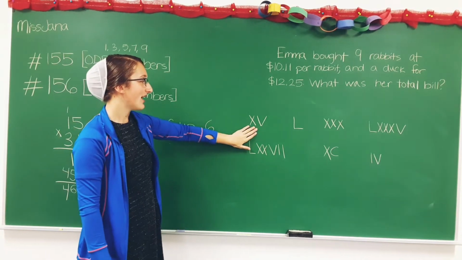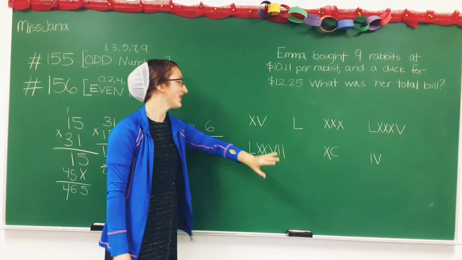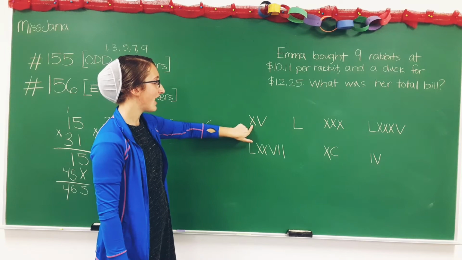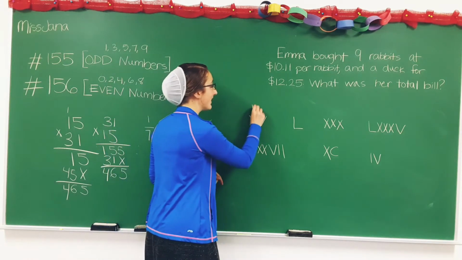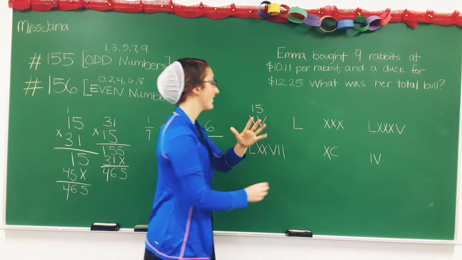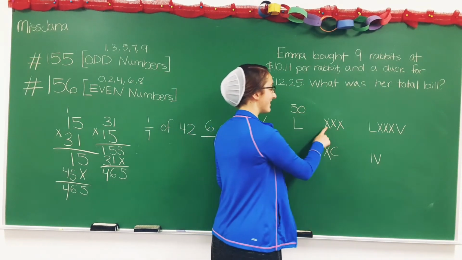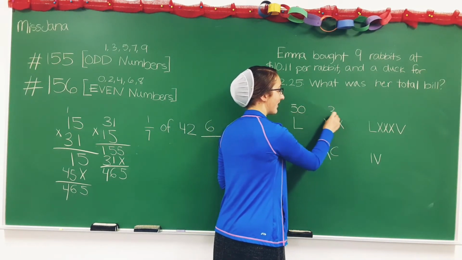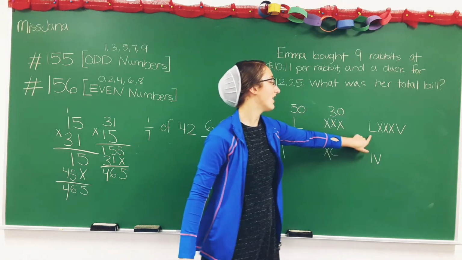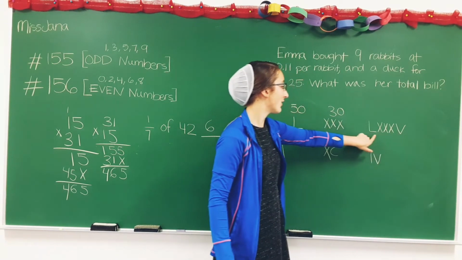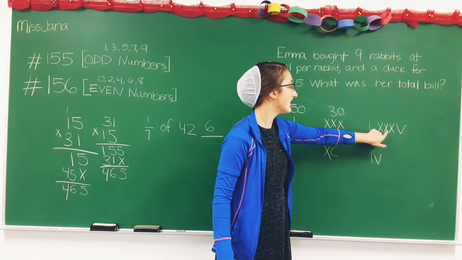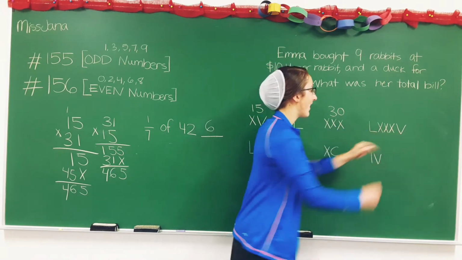Alright, so it's XV, so Roman numerals. So XV, so 10 plus 5 is 15. L is 50. XXX, 10, 20, 30. LXXXV, so 50, 60, 70, 80, 85.